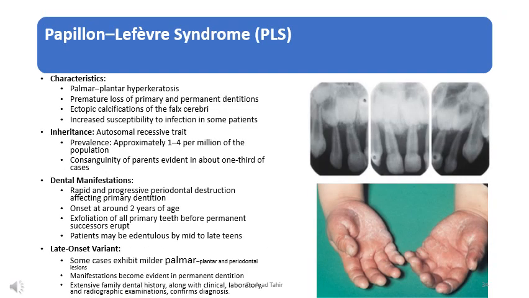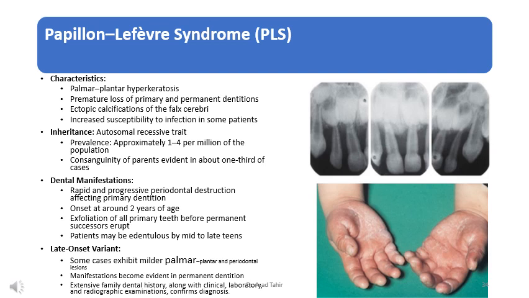Papillon-Lefevre syndrome, PLS. Characteristics. Palmar, plantar hyperkeratosis. Premature loss of primary and permanent dentitions. Ectopic calcifications of the falx cerebri. Increased susceptibility to infection in some patients. Inheritance, autosomal recessive trait. Prevalence, approximately 1 to 4 per million of the population. Consanguinity of parents evident in about 1/3 of cases.